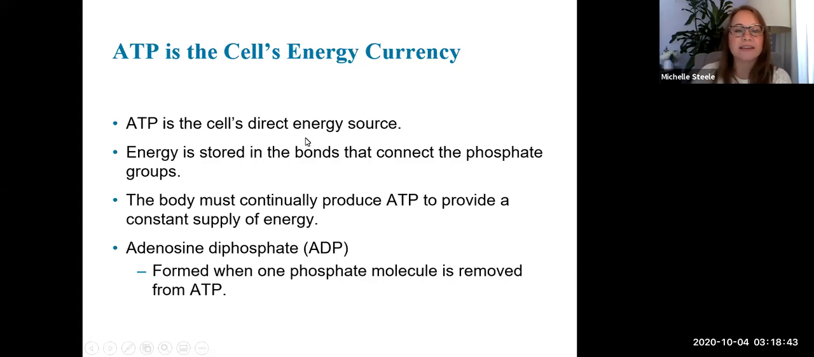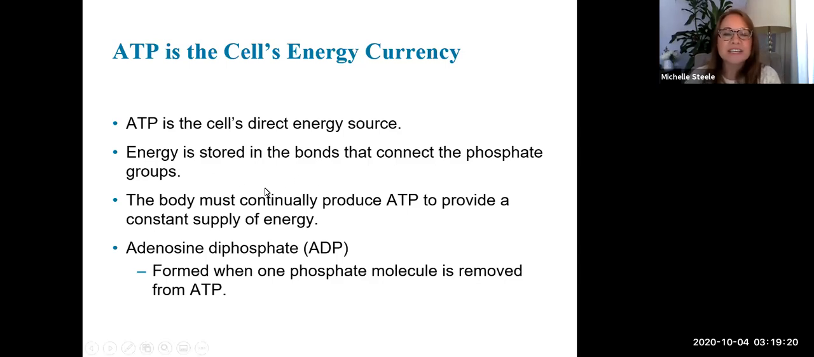ATP is the cell's direct energy source. Here I have it again. ATP is that cell's direct energy source. The cell cannot use a macronutrient directly. It's not going to take glucose and use glucose as the energy directly. If you're going to need energy, or you're going to need that cell to carry out a function and it requires energy, it's going to do that by breaking up that stored ATP that was generated through the metabolism of those nutrients, of those macronutrients.